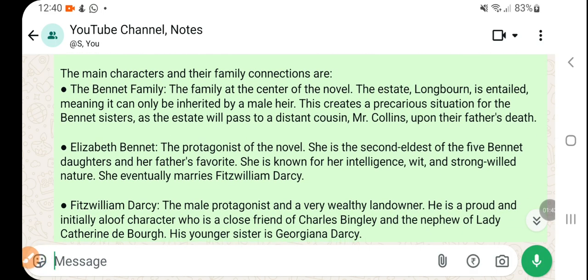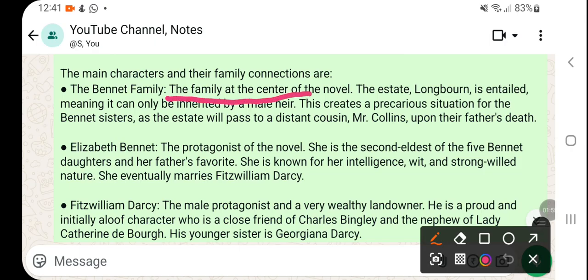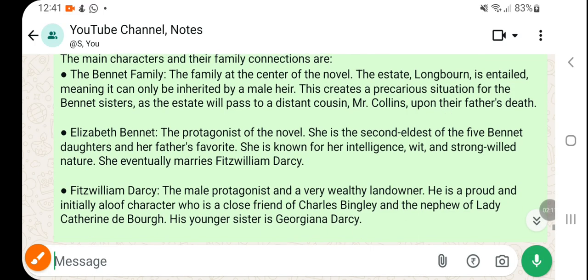Now the main characters and their family connections. So the main characters, the Bennet family, at the center of the novel. We should remember that the Bennet family is the center of the novel. The estate is Longbourn. Please remember, that's the name of the place where actions are going to take place, and it is entailed, meaning it can only be inherited by a male heir.